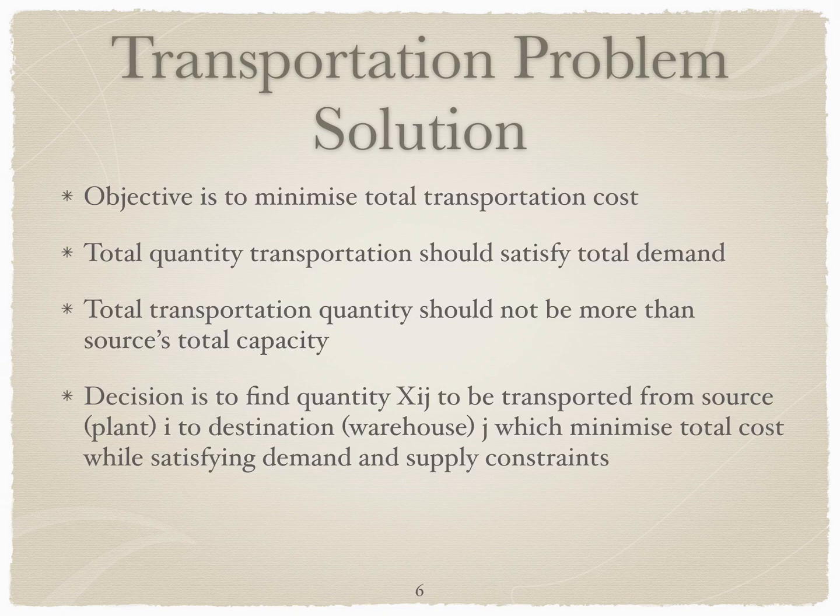Here the decision is to find the quantity Xij to be transported from source plant i to destination j, which minimizes the total cost while satisfying the demand and supply constraints. Linear programming solution methods can be used to solve this model.